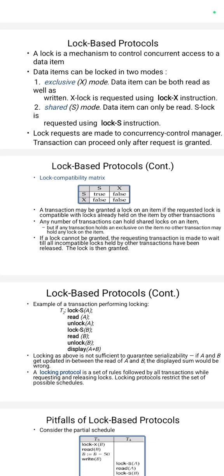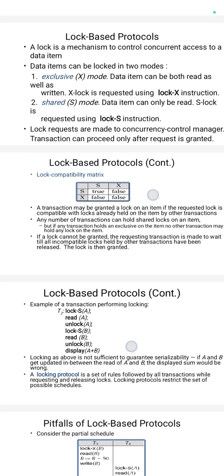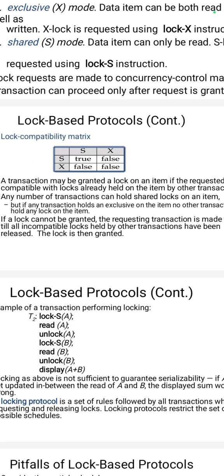or further locked in exclusive mode. A transaction may be granted a lock on an item if the requested lock is compatible with locks already held on the item by other transactions. A number of transactions can hold a shared lock on an item. But if any transaction holds an exclusive lock on that item, no other transaction may hold any lock on the item. That has already been said by me. If a lock cannot be granted, the requesting transaction is made to wait till all incompatible locks held by other transactions have been released. The lock is then granted.